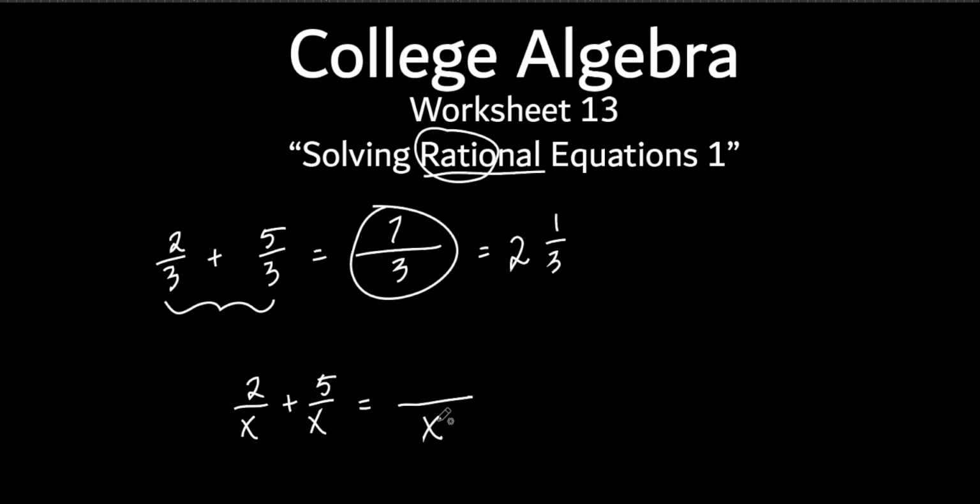We don't add them up. We don't add up the denominators. You just keep your common denominator the way it is, and then you just add up the top. 2 plus 5 is 7.